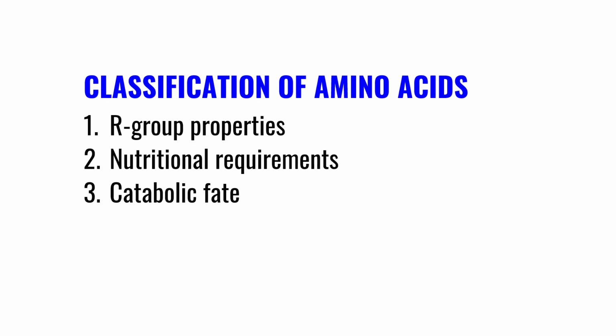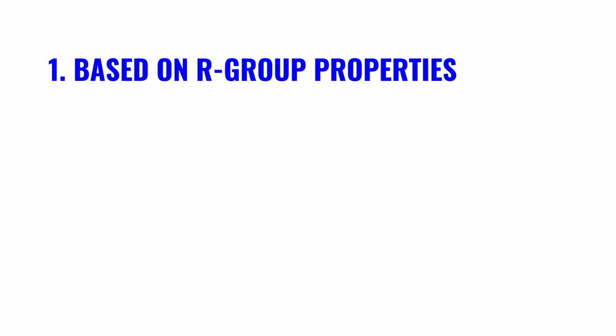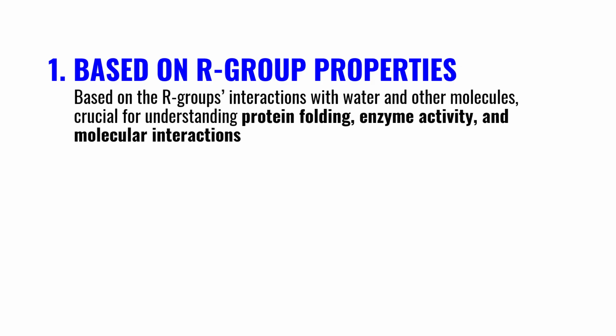Coming to the classification of amino acids, they have been classified based on three criteria. The first is based on R group properties, the second is nutritional requirement, and the third criterion is the catabolic or metabolic fate of the amino acid. The first classification is based on the properties of the R group. This is basically based on the interaction of these amino acids with water and other molecules.